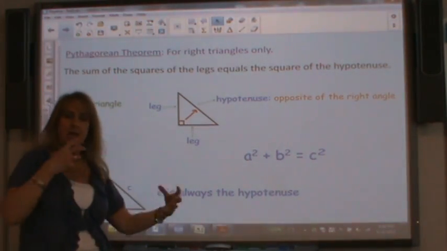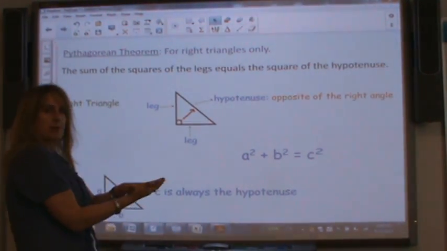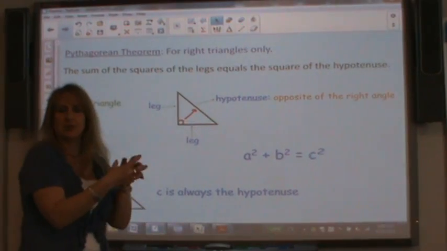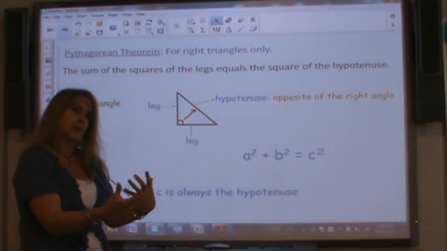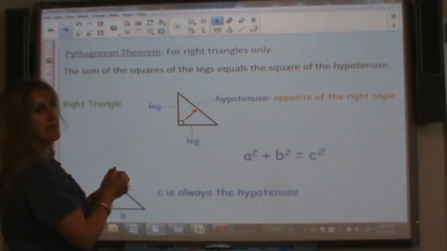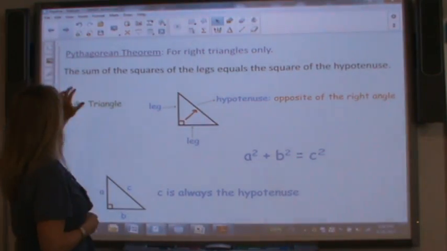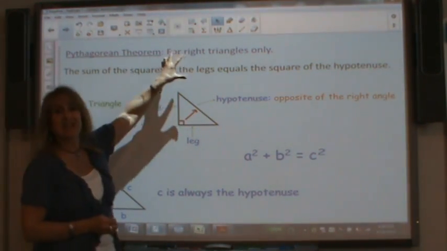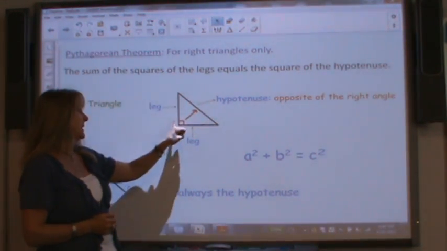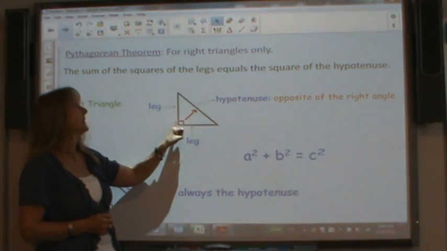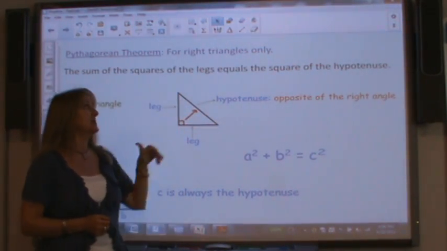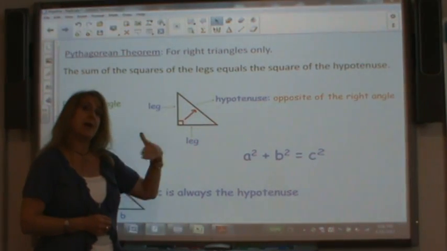So we're going to combine these two items, square roots, and review these triangles that we've done before with the Pythagorean theorem. And we're going to combine those two. So the Pythagorean theorem says that for a right triangle only, that means I have a right angle in there, that the sum of the squares of the legs equals the square of the hypotenuse.